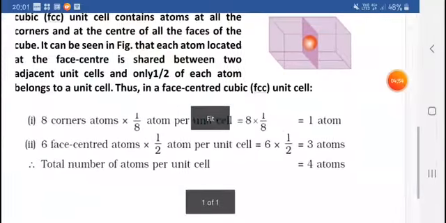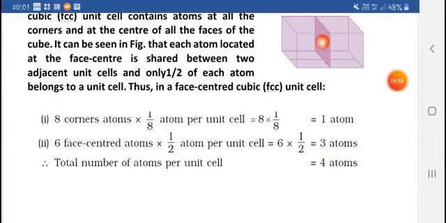So here we calculate the number of atoms present in a face centered cubic unit cell: 8 corner atoms into 1 by 8 atoms per unit cell is equal to 8 into 1 by 8. The same as repeated in the previous body centered or simple cubic, we get one atom. So in all we can say that corner atoms always contribute one atom per unit cell.